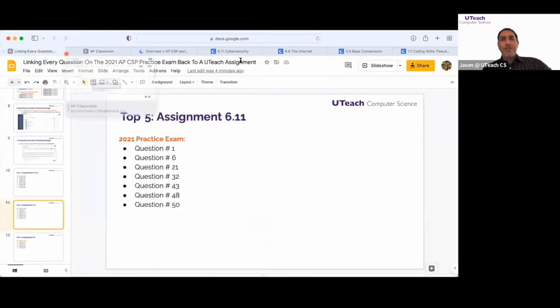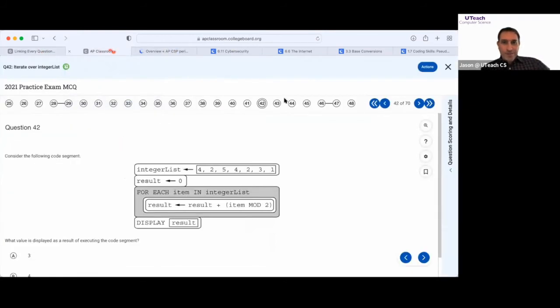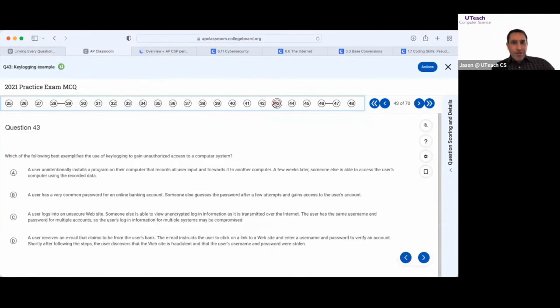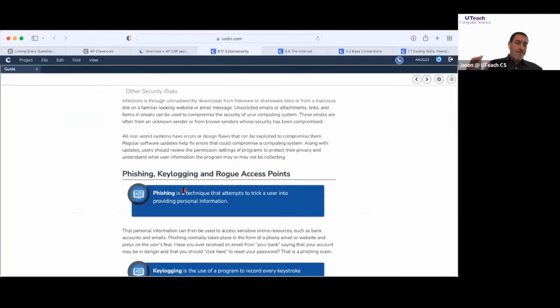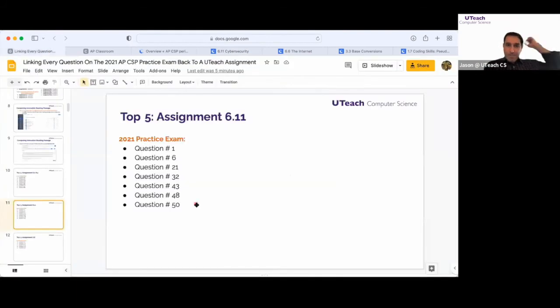I thought it was 42. Sorry, it was actually 43. 43, how keylogging is used. So keylogging, I told you right over here, along with phishing. So you must do assignment 6.11 with your students. It's going to prepare them for 7 questions on the exam. So in all fairness, this is the most tested individual assignment. 6.11, there's 7 attached to it.